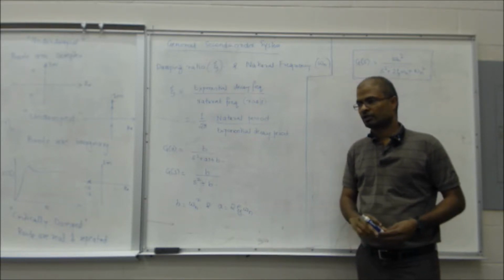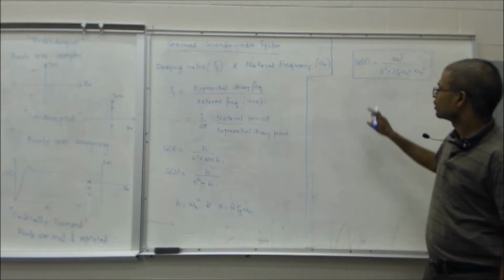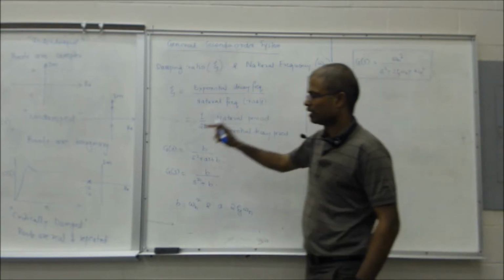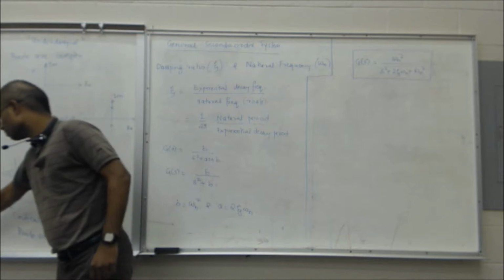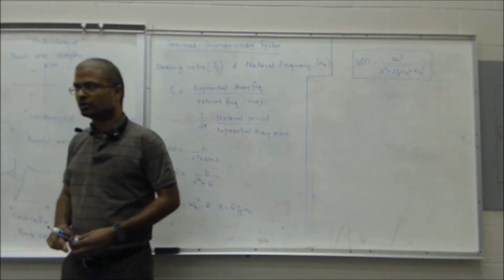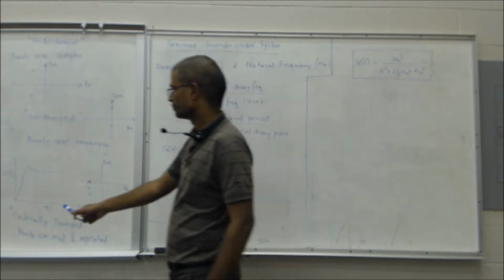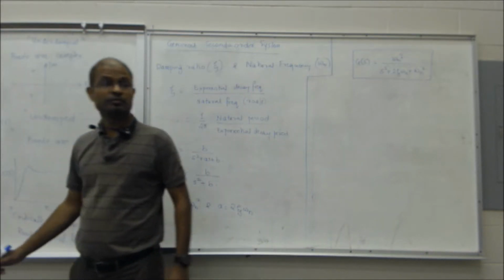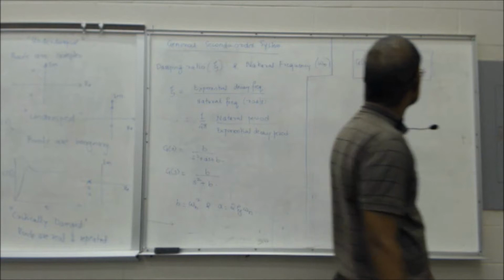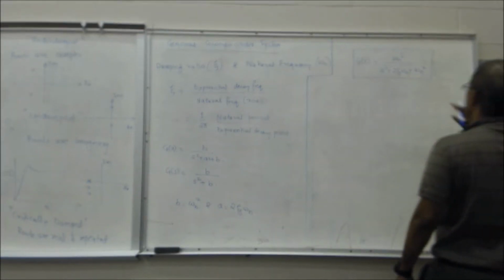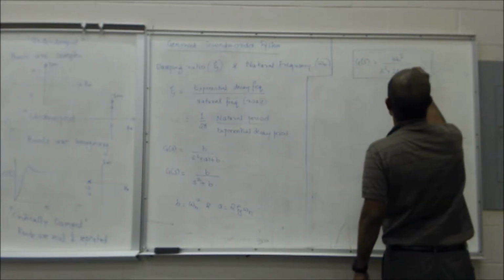So if you're given, now compare this and let's say this. What is the natural frequency of that system? Oh, yeah, 2 zeta omega n s. Right.